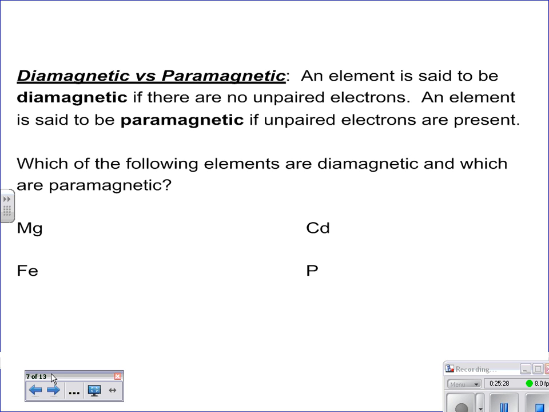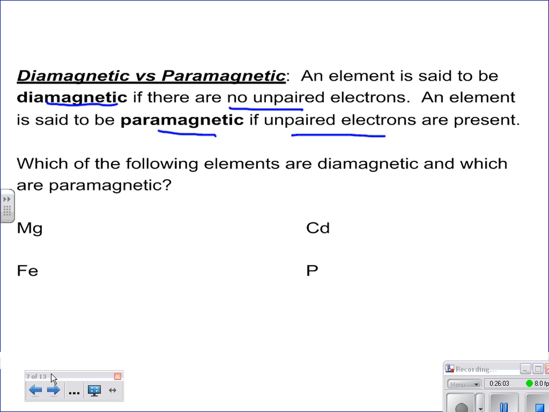An element is considered diamagnetic if there are no unpaired electrons. What this means is that if it's diamagnetic, it opposes a magnetic field. So there are no unpaired electrons, and you've got this written here so you can find it and maybe underline it. It does produce a magnetic field if it's considered paramagnetic, and in paramagnetic, it has unpaired electrons. So that's something you just have to get set in your memory.